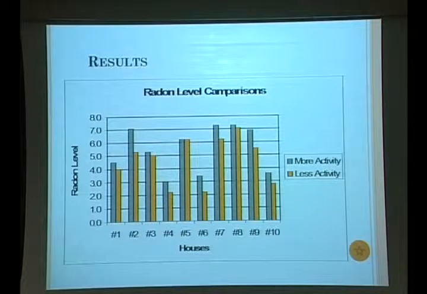This is a graph that shows the different correlations between the data. The gray bars represent the more activity, and the orange bars represent the less activity.